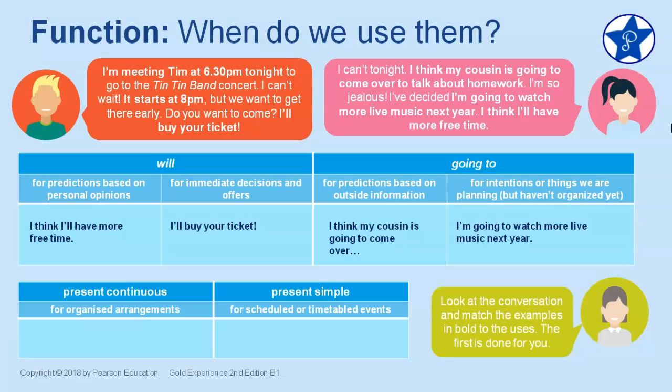And finally, we use present continuous for organized arrangements. I'm meeting Tim at 6:30 p.m. tonight. And we use the present simple for scheduled or timetabled events. It starts at 8 p.m. So, if it's something that happens regularly, when it's scheduled, that's when we use the present simple.